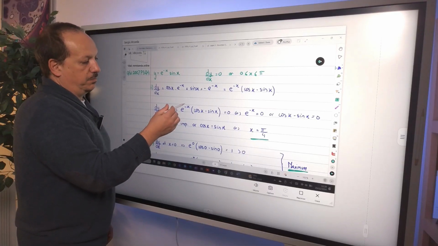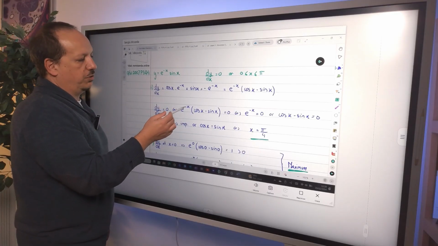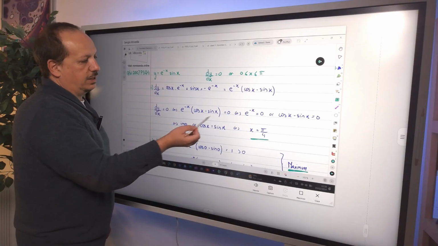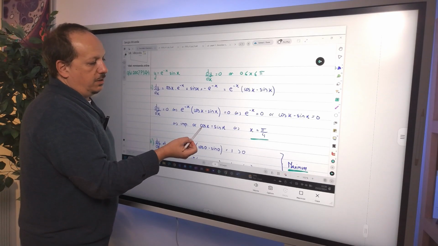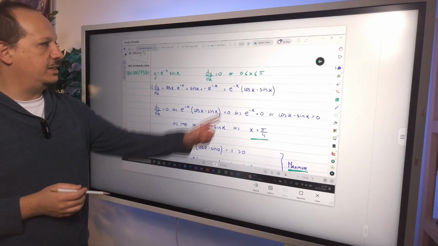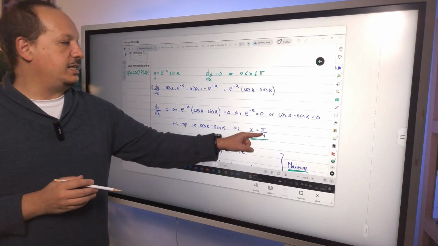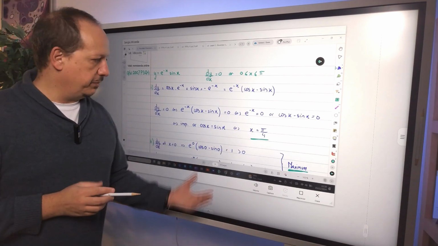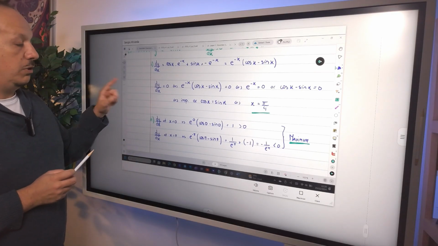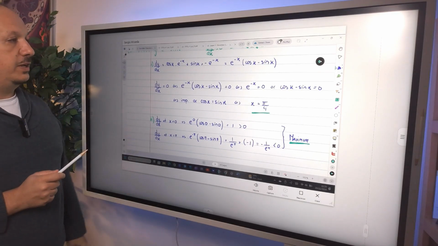This is going to be impossible to solve. There's no x for which e to the power minus x equals 0. And the only one that will yield the result is this one. So basically you have now cosine of x equals sine of x. This only happens in this interval when x equals pi over 4 or 45 degrees. Okay, so you already know the value of x.